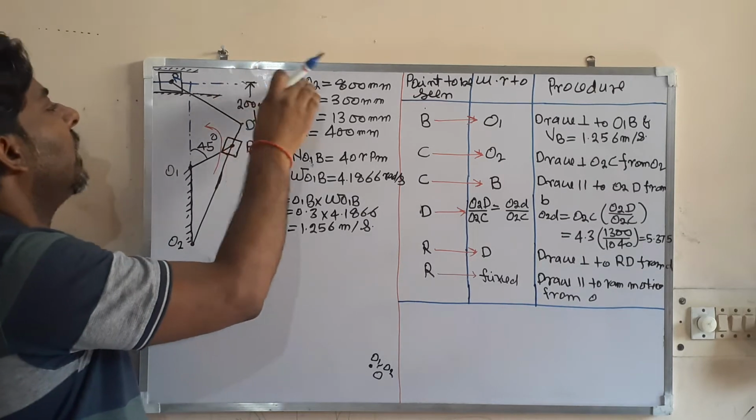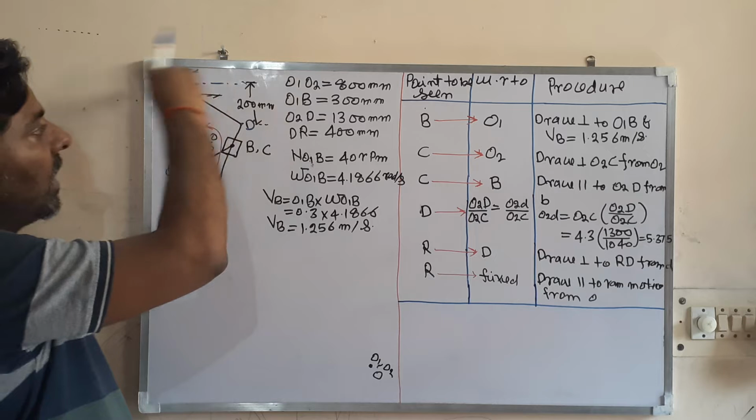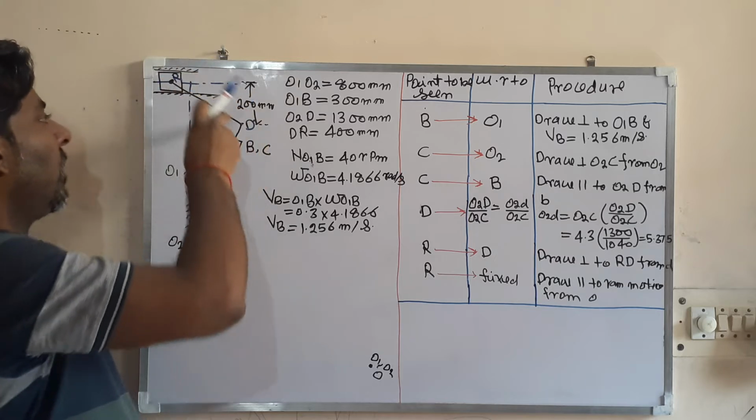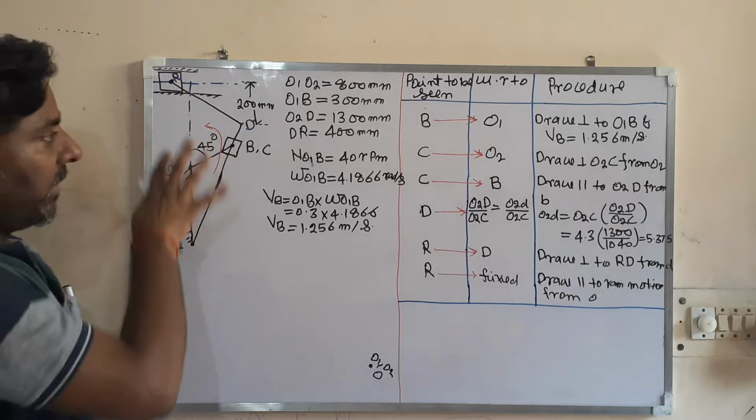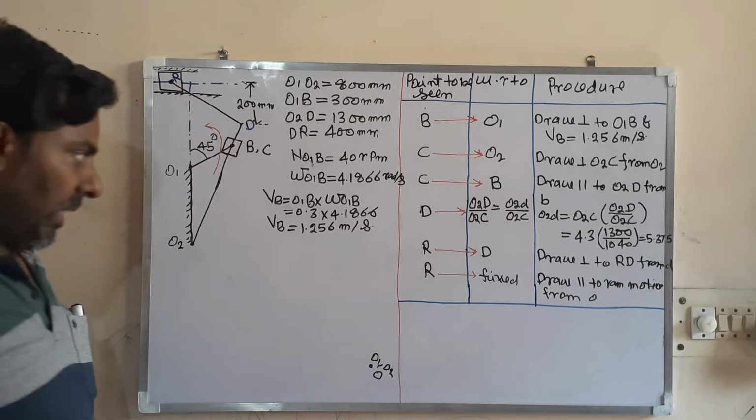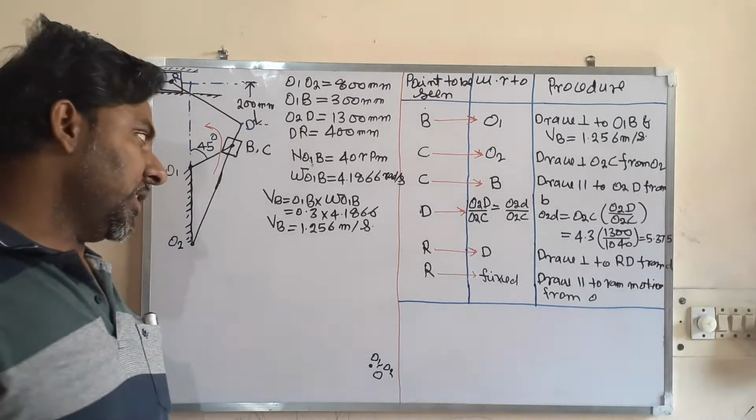Now from here, this distance is 200. So above 200, draw a center line. Then from here, cut 400 and you will get R. Make a slider. So your configuration diagram is ready now.